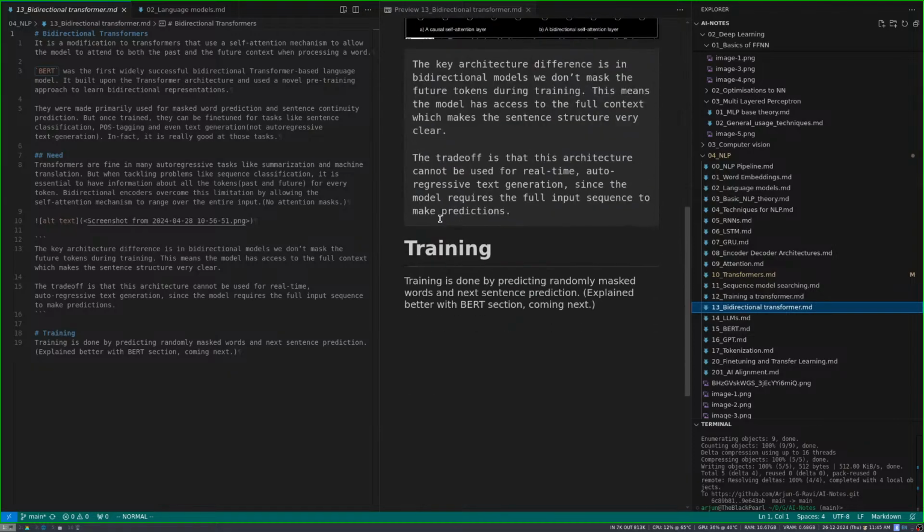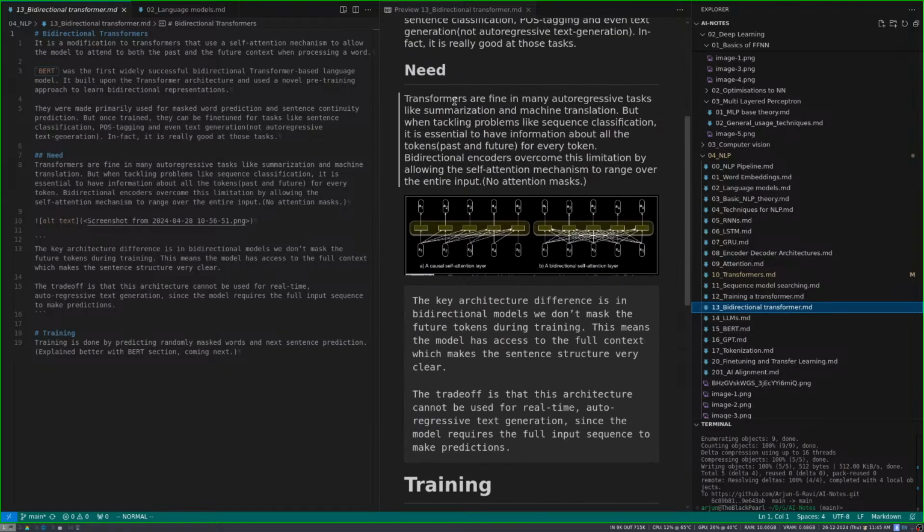Bidirectional transformers. Decoder transformers are fine, but when talking about sequence classification, since they have all the information, the key architecture is the bidirectional one. We don't mask the future tokens. This means the model has access to the full context. The trade-off is that this architecture cannot be used for real-time autoregressive text generation since the model requires the full input.